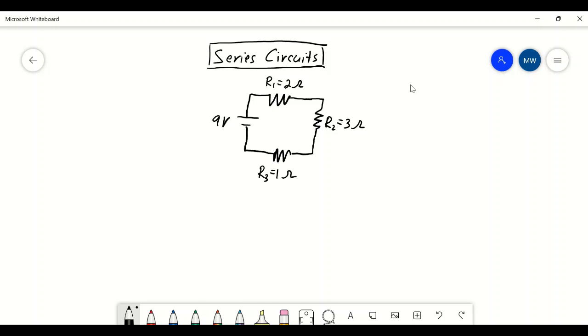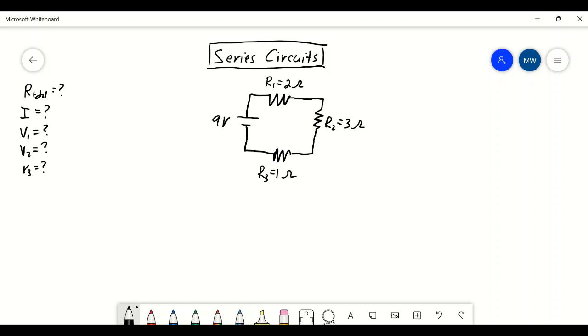So for these circuits, oftentimes what we'll need to find is the total resistance, and we'll need to find the current. And for series circuits, there are voltage drops. And so there's a voltage drop for each of the resistors. Could also be a light bulb. So we want to find all 3 of those.